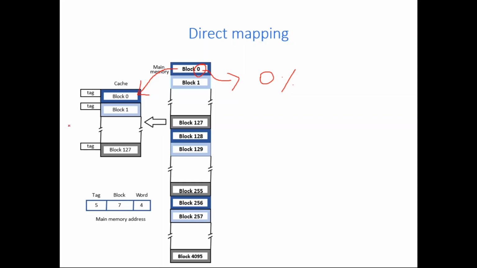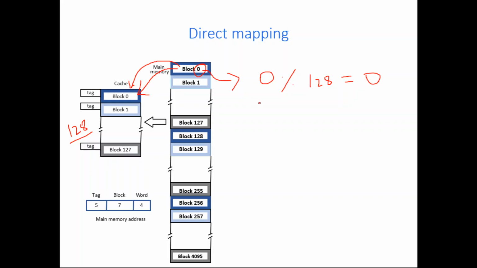So cache memory supports how many blocks totally? 128. Cache memory supports only 128 blocks. So it performs the block number of the main memory modulo 128. What is the result? 0 modulo 128 is 0. It means that if this block should be moved to the cache memory, a copy will be moved and kept only in block 0 of the cache memory. It will not be kept in any other blocks. Is it clear?